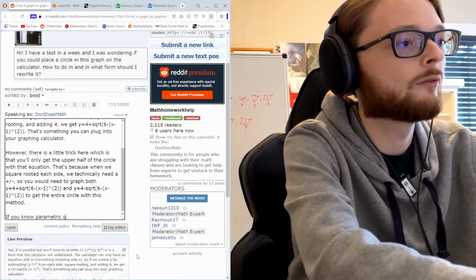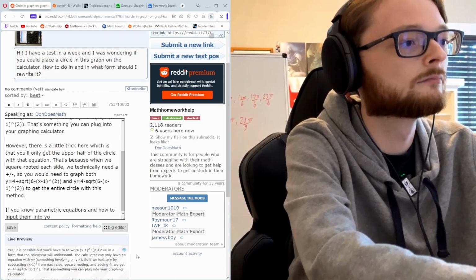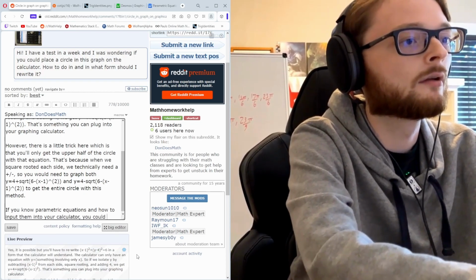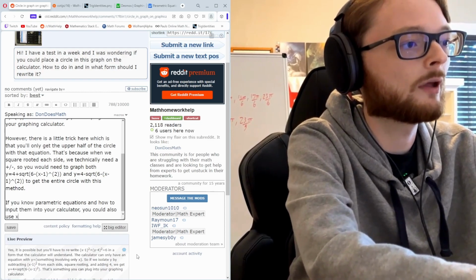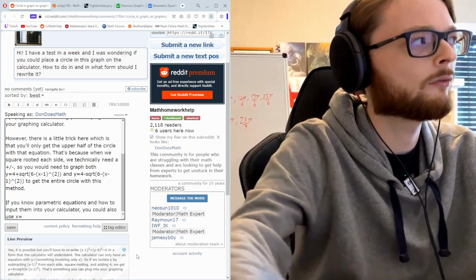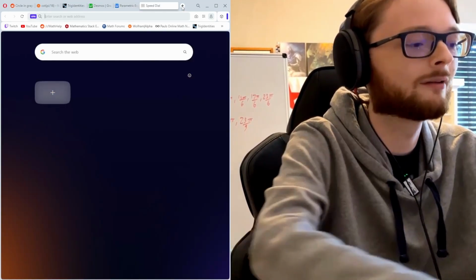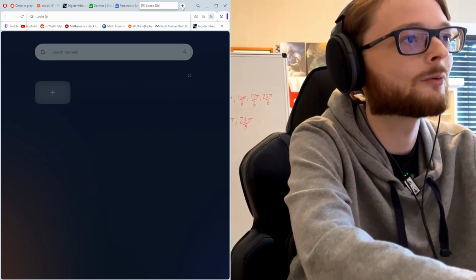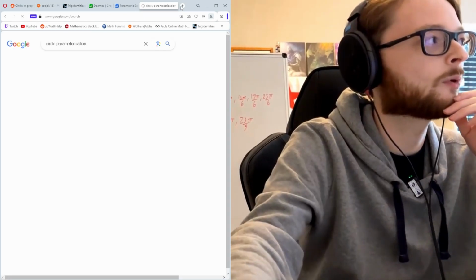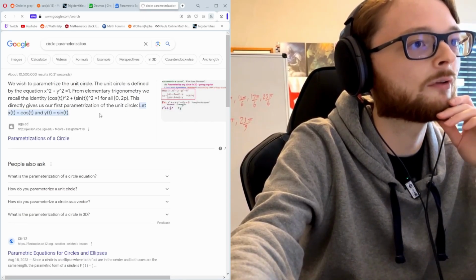Parametric equations, a calculator could also use x equals... Wait, is it square root r or is it just r? I just realized I was assuming it's square root r. I need a circle parametric equation, or parameterization. It should be square root of 6, because it's r squared and x is just r sine t or cosine t.